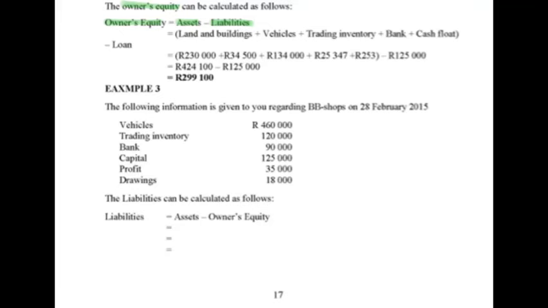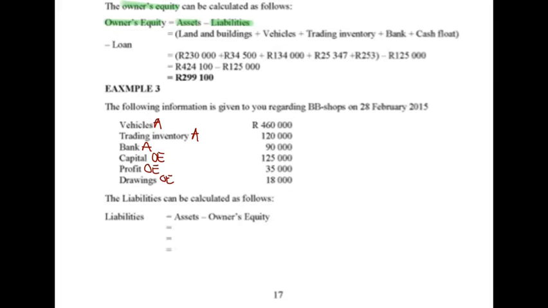Now for example number 3. The following information is given to you regarding BB Shops on the 28th of February 2015. So again, they give you a list of accounts. Let's group them together. Vehicles belongs to the business, that's an asset. Trading inventory belongs to the business, it's an asset. Bank, also known as assets. Now capital, profits and drawings, all three of those are the owner's concern. So in other words, it's owner's equity.